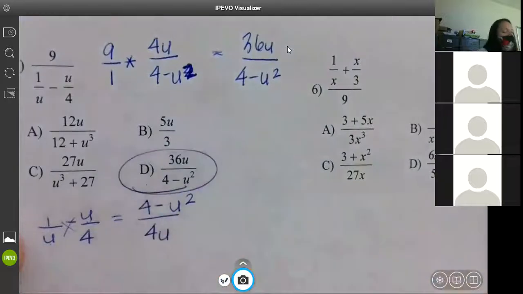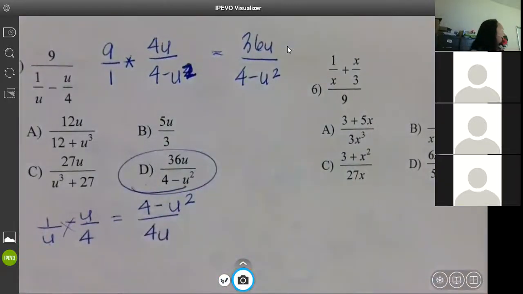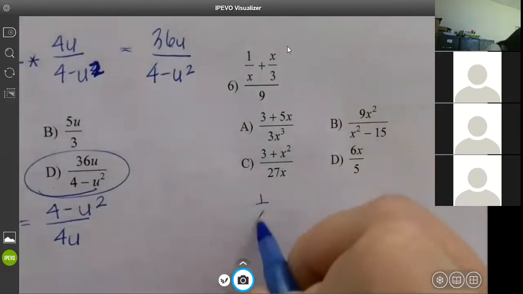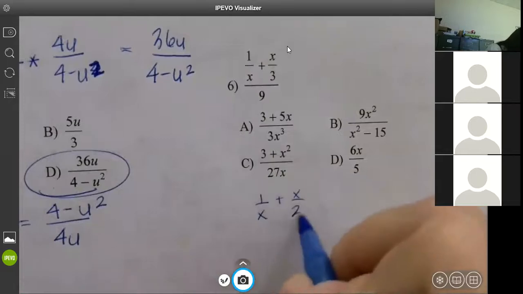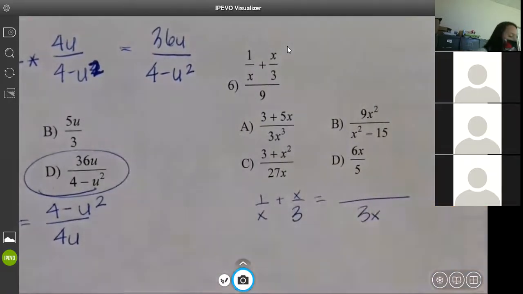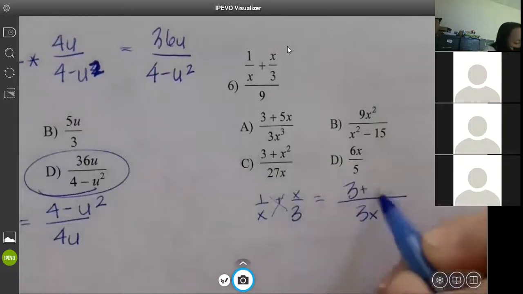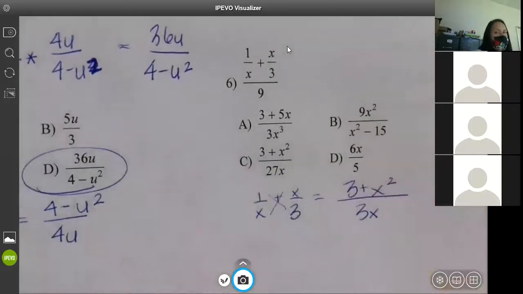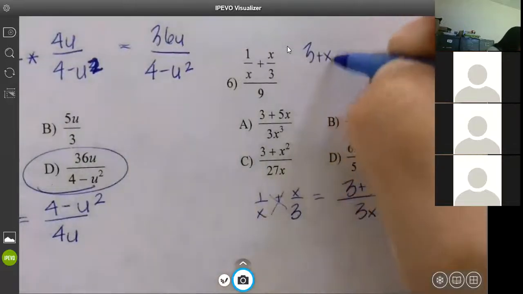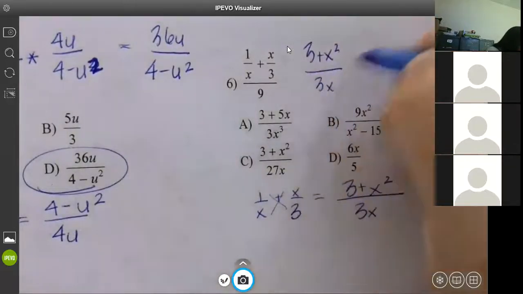And your answer is D. Don't make it more complicated than what it is. All right. On this one, I'm going to put my top down here so I can fix it. Squish the denominators together, 3x. Cross multiply, 1 times 3 is 3. x times x is x squared. So we have 3 plus x squared over 3x.